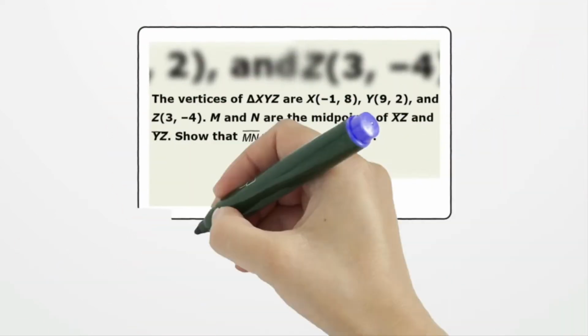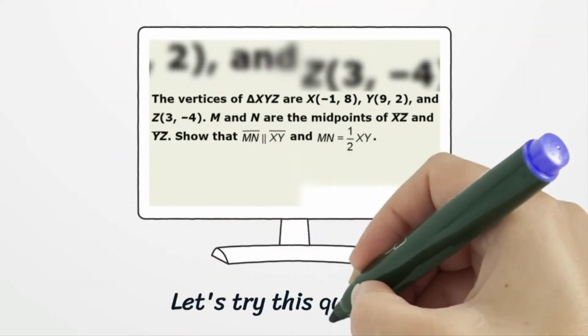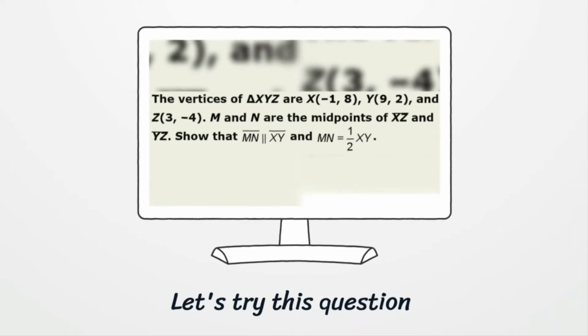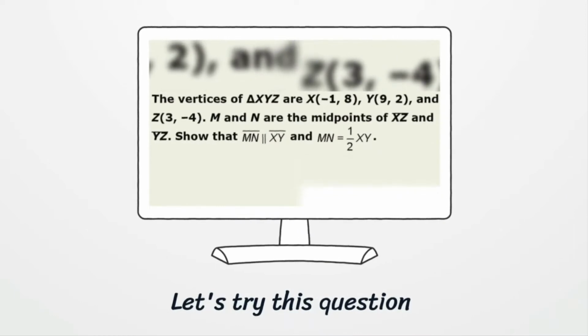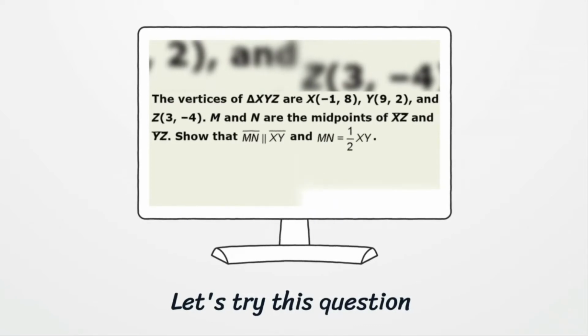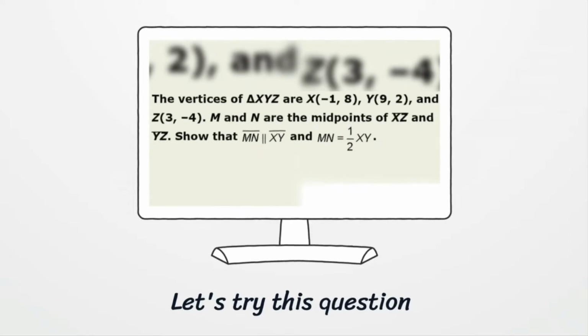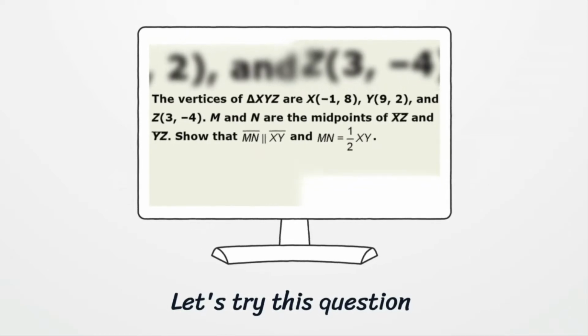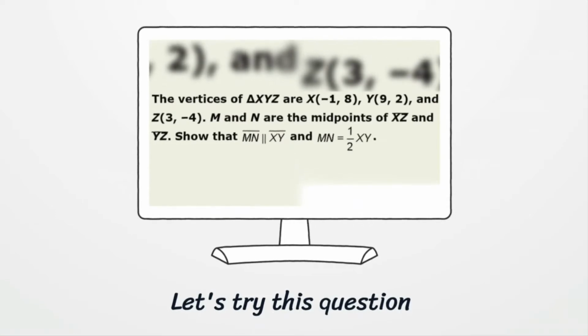Let's try this question to revise on the midpoint formula and the distance formula. The vertices of triangle XYZ are X(-1, 8), Y(9, 2), and Z(3, -4). M and N are the midpoints of XZ and YZ. Show that MN is parallel to XY and MN is equal to half XY. We are going to solve in 3 easy steps. Let's start the first one by using the midpoint formula.